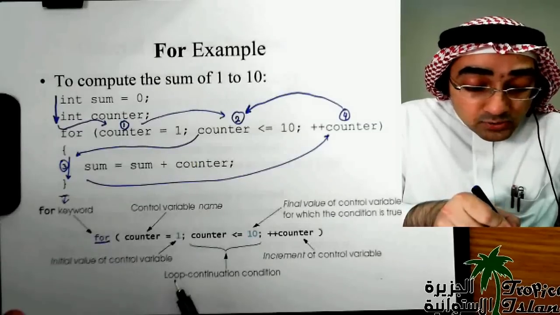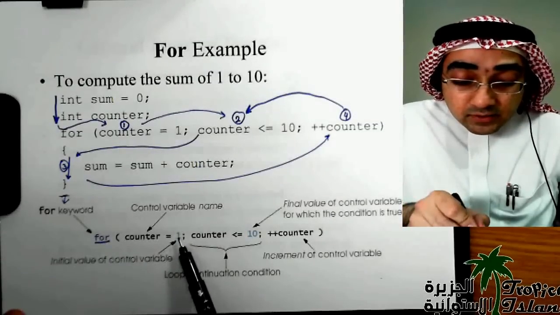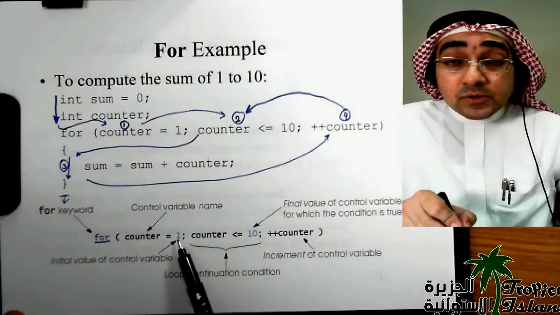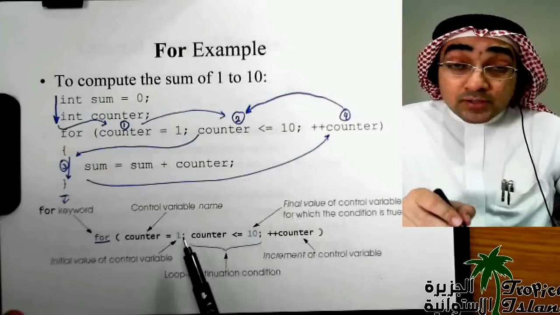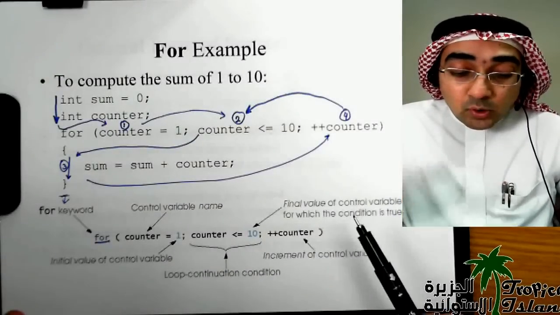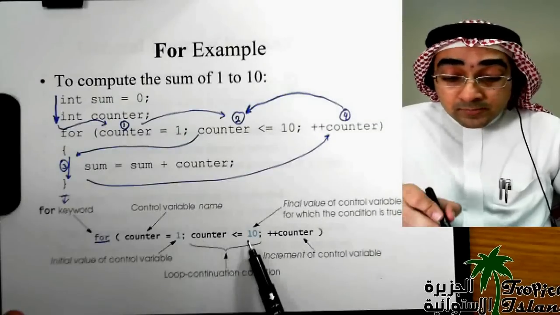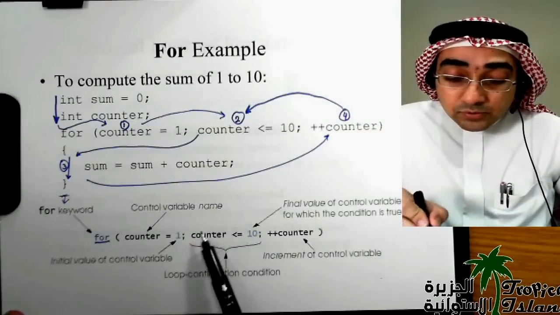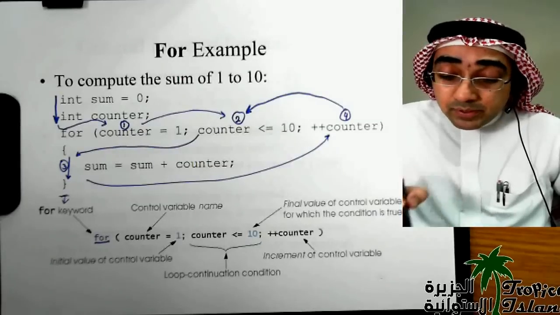Okay, so for is a keyword. This is the control variable. This is the initial value that it's going to start with. The initial value usually is either given to you in the question or the identity of the operation that you're using. Then over here you have the loop control condition. So this is where you put the condition, and this is the increment.